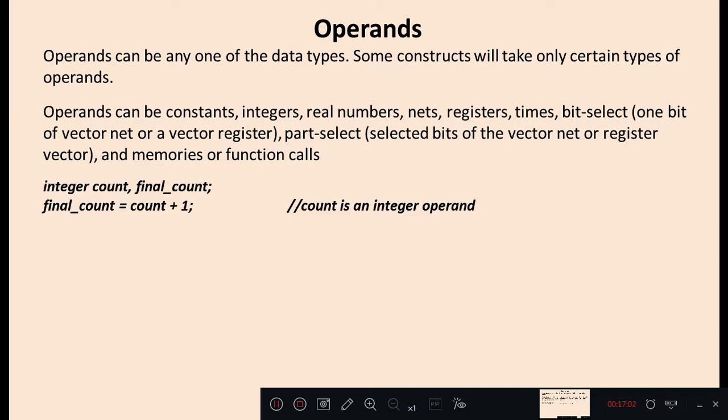In the first example, if you observe, we define integer count and final_count. For final_count, you are assigning the value count plus 1. Here count is an operand. You are adding plus 1, plus is the operator, and you are assigning the value to final_count, which is also integer type. Final_count is an integer operand in this case.